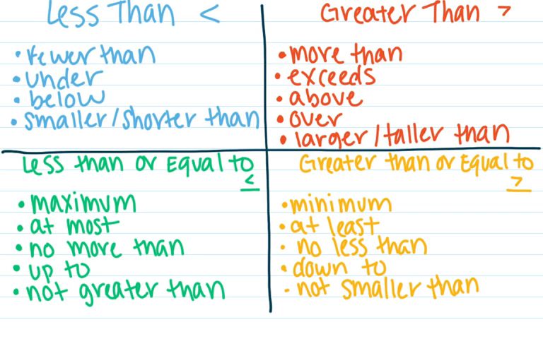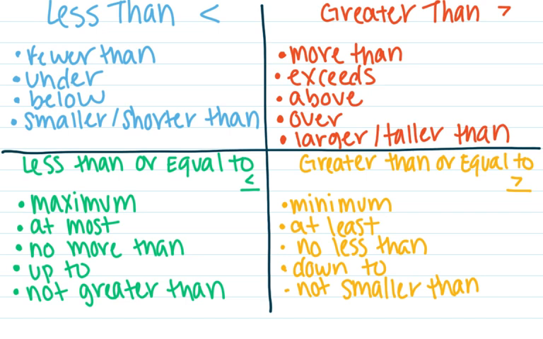For greater than or equal to, minimum, at least, no less than, down to, not smaller than. Again, think about this in terms of height. You have to be a minimum of 4 foot to go on this roller coaster. That means that you can be 4 foot or taller. You cannot be shorter than 4 foot. But if you are 4 foot, yes, you get to go on the ride. That's how that equal to part works in greater than or equal to.